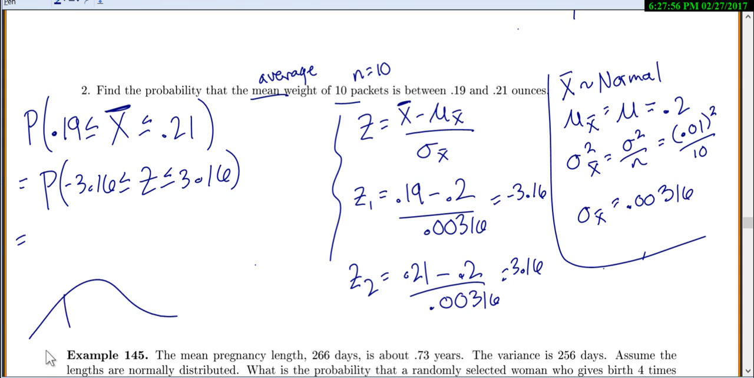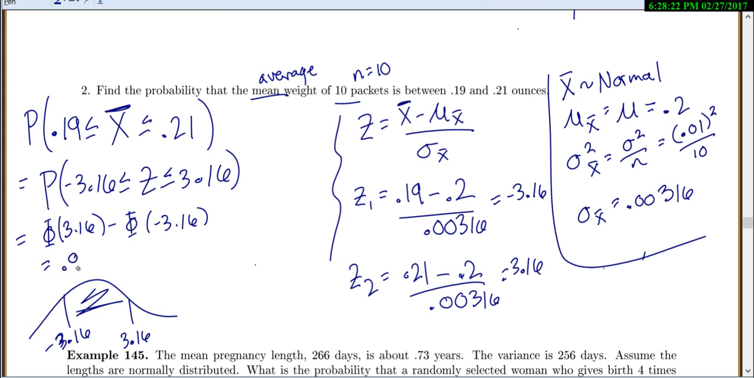And so anytime you want the probability for something in between two numbers, you look up each number on the table, find the two probabilities, and subtract them. Or do the CDF of 3.16 minus the CDF at negative 3.16, which is 0.9992 minus 0.0008, gives me 0.9984.